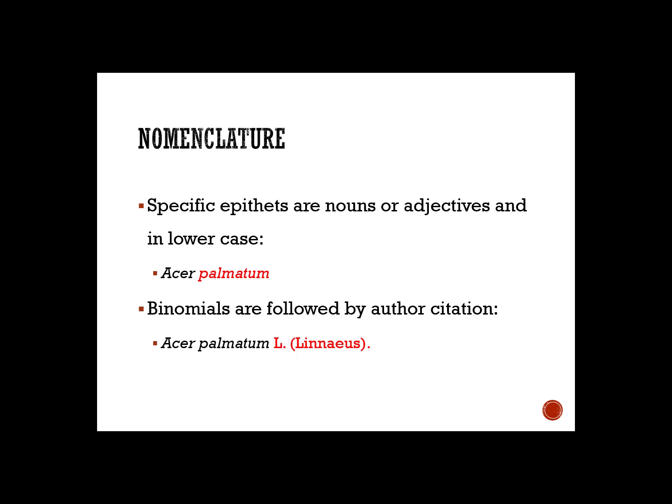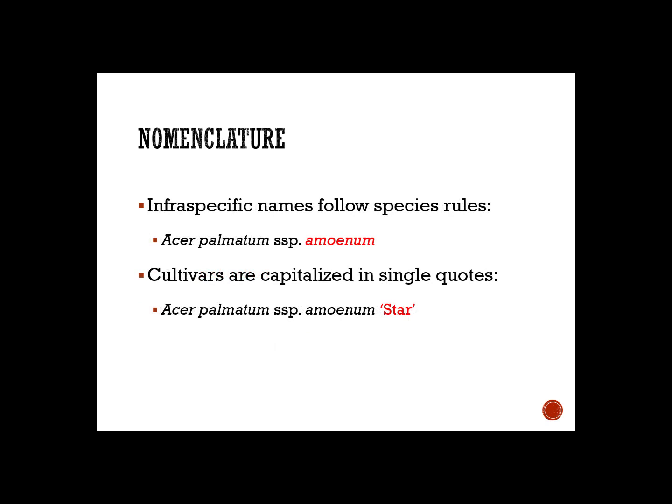In scientific writing, you'll see the author citation after the name, and in this case, Acer palmatum was named by Carl Linnaeus, so L abbreviated. There are other names that are below specific epithets, and in this case we've got subspecies. So Acer palmatum, subspecies Amanum. Cultivars are capitalized with single quotes, so we've got Acer palmatum, subspecies Amanum, 'Star'. And Star is capitalized, it's not italicized or underlined, but has single quotes.